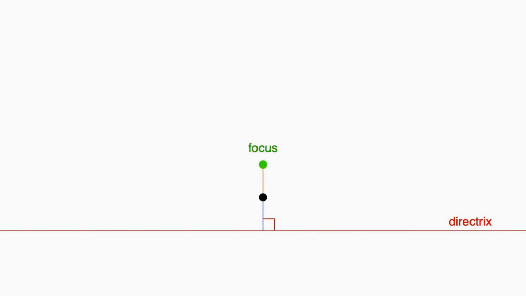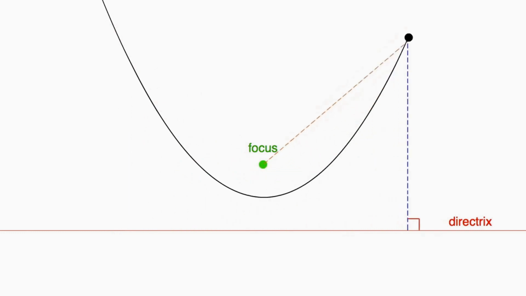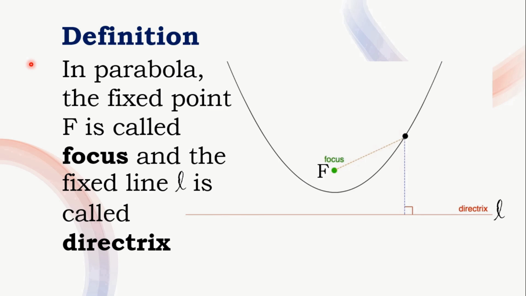In order to create the parabola, we will move the point in between such that both lines are always the same length. As you can see, the path of the point creates the shape of a parabola. There are two terms which are very important in sketching parabola, focus and directrix, such that the fixed point is called focus and the fixed line is called directrix. Focus is denoted by F and directrix is denoted by L.